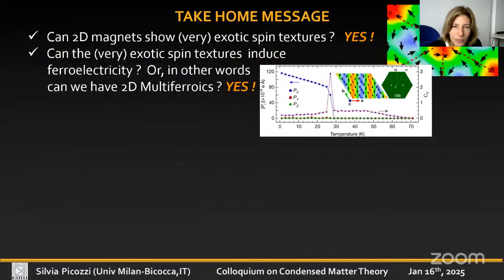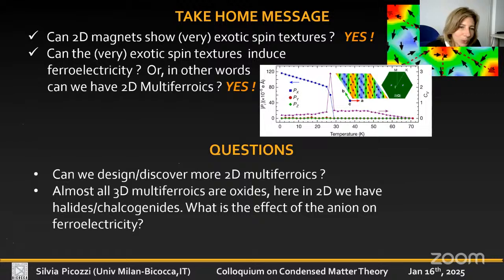Okay, so the answer to the second question is also that, yeah, you can have 2D multiferroics. Then we wanted to expand the class of material a bit. I told you that there was a lot of emphasis on multiferroics in the first decade of the year 2000, but then it was mostly oxides. So the role of the anion was never investigated, just because the anion was fixed, always oxygen. Here we have the possibility to study the effect of the anion on ferroelectricity.